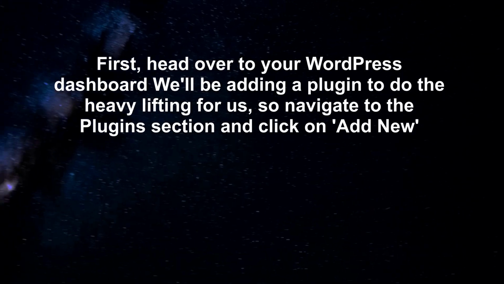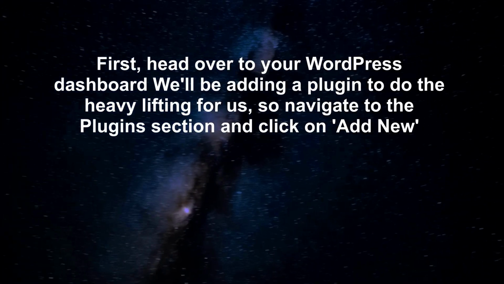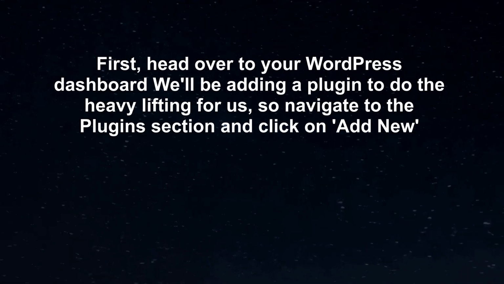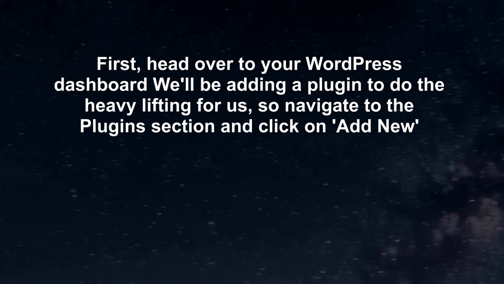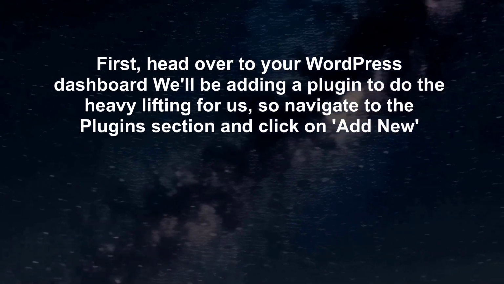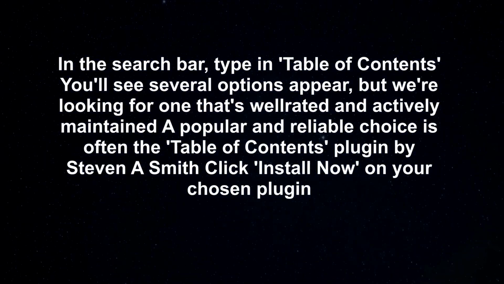First, head over to your WordPress dashboard. We'll be adding a plugin to do the heavy lifting for us. So navigate to the Plugins section and click on Add New. In the search bar, type in Table of Contents.